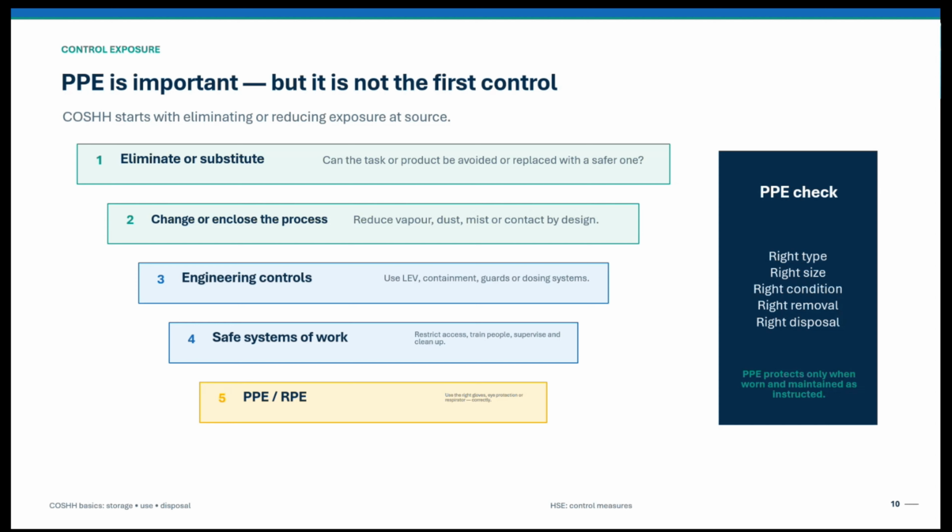With PPE, obviously, one thing we've got to check, which will be told in the COSHH assessment, is it the right type? Obviously, look at the person. Are they using the correct size? Is the PPE in good condition? Do we have the right removal process and the right disposal process in place for the PPE?